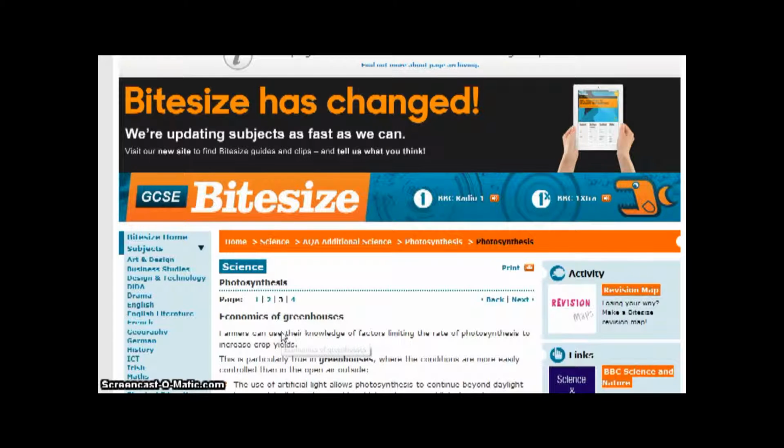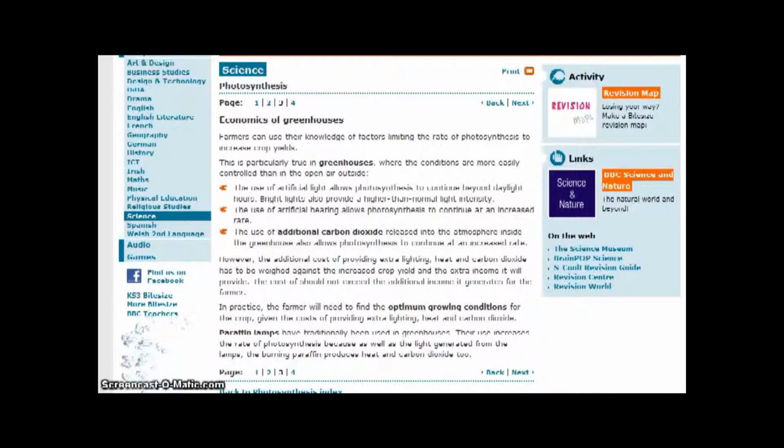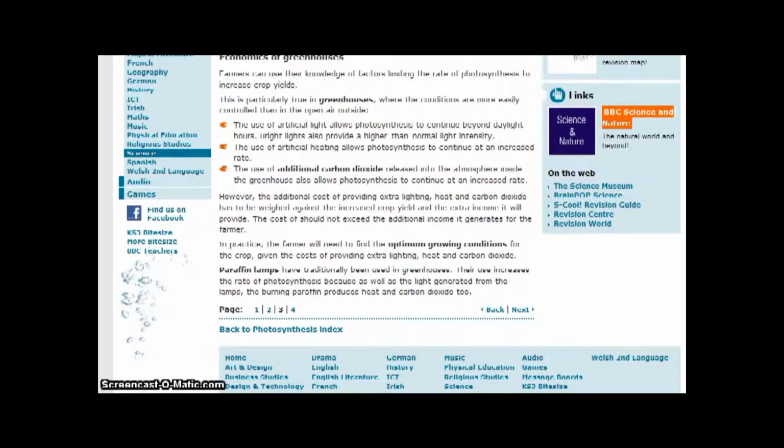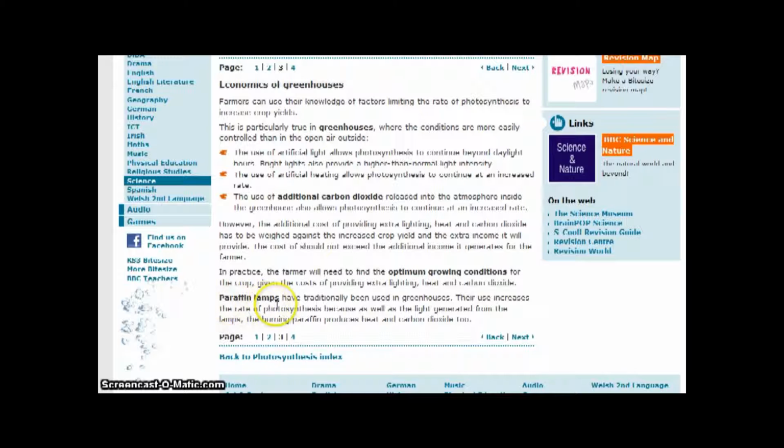And yeah, so let's move on again. Economics of greenhouses. Greenhouses control the temperature, the carbon dioxide concentration and the light. Now I'm not going to read that, but paraffin, yeah, you can get a paraffin heater, and they increase the rate of photosynthesis because they generate light and increase carbon dioxide concentration as well and produce heat. So basically they're burning something, creates light, creates heat, and it also releases carbon dioxide.